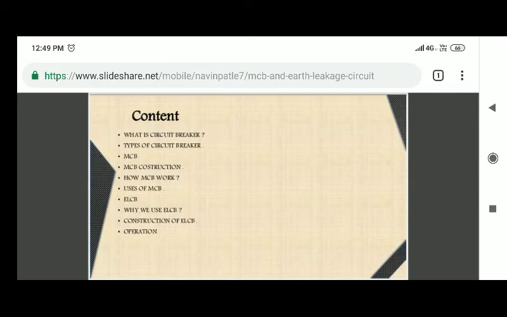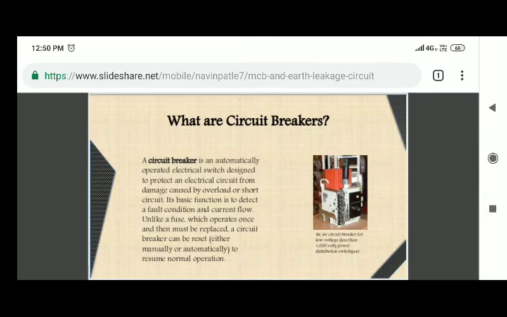Today we are observing the difference between MCB and ELCB. These are circuit breakers. First, we are studying what circuit breakers are.